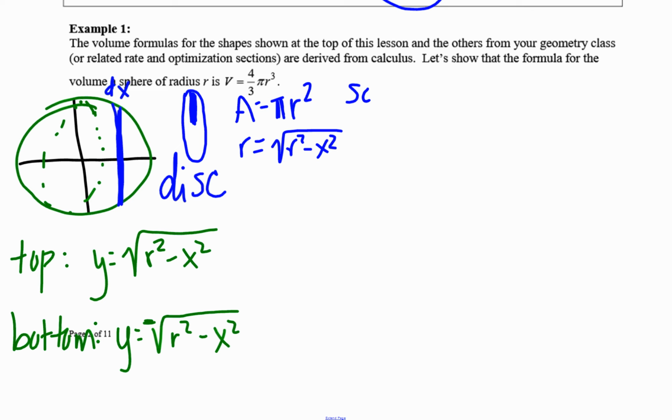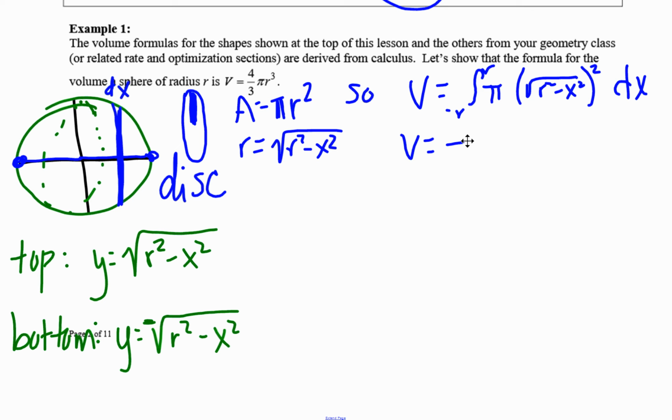So we have the volume. I'm going to put my constant in the front first. All right, so now what are our bounds here? Well, we would be going from negative r to positive r as far as our x values. And then we have pi times the radius squared dx. I'm going to rewrite this and pull that constant out to the front. We still have negative r to r. The square root of r squared minus x squared, quantity squared, just gives us r squared minus x squared dx.